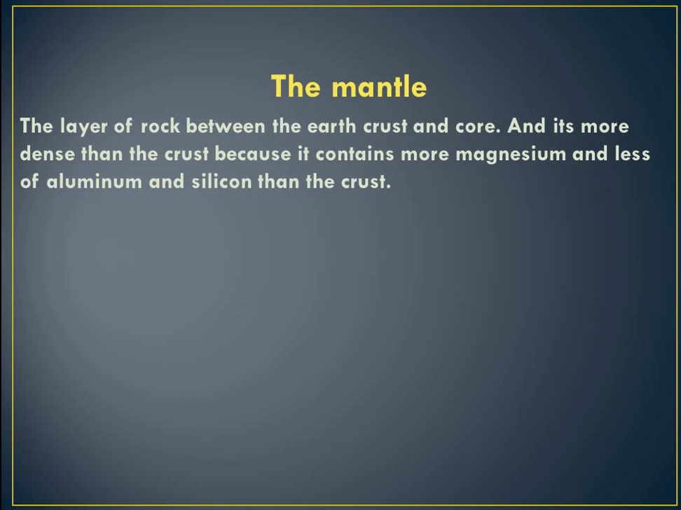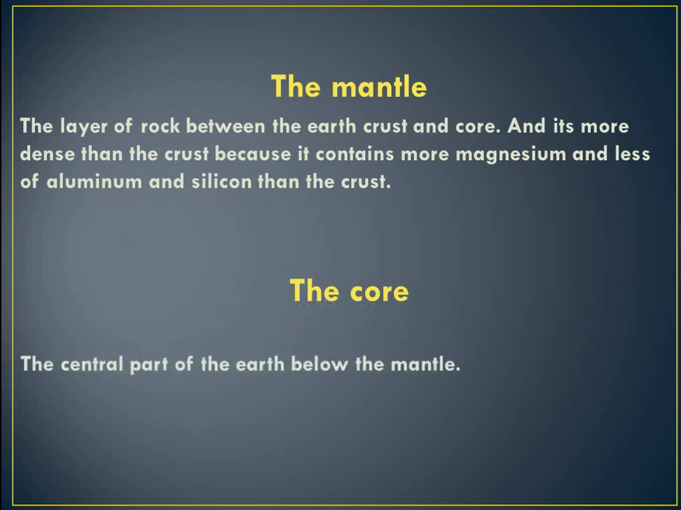The second layer of the Earth is the mantle, the layer of the rock between the Earth's crust and core, and it's more dense than the crust because it contains more magnesium and less of aluminum and silicon than the crust. The third layer of the Earth is the core, the central part of the Earth below the mantle.